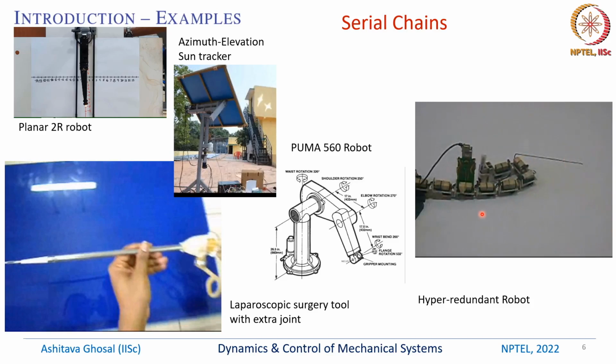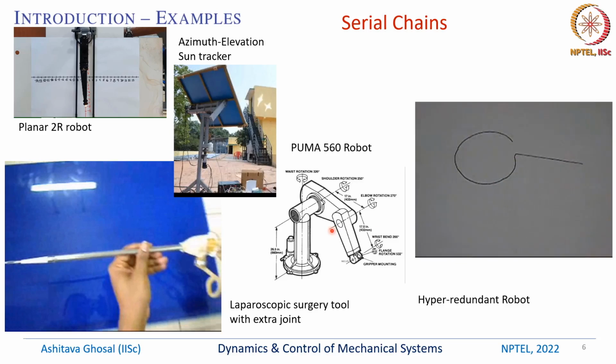This robot has 1, 2, 3, 4, 5, 6, 7, 8 links and 8 joints, and it is trying to trace a circle. What you can see is there is a whole bunch of mathematical modeling, algorithms and control going on behind, such that you move these links so that the end of this robot traces this circle. At the end of this robot we have attached a pen, and this is on the floor of the lab, and it is trying to trace a circle. So this is a nice example of a serial chain.